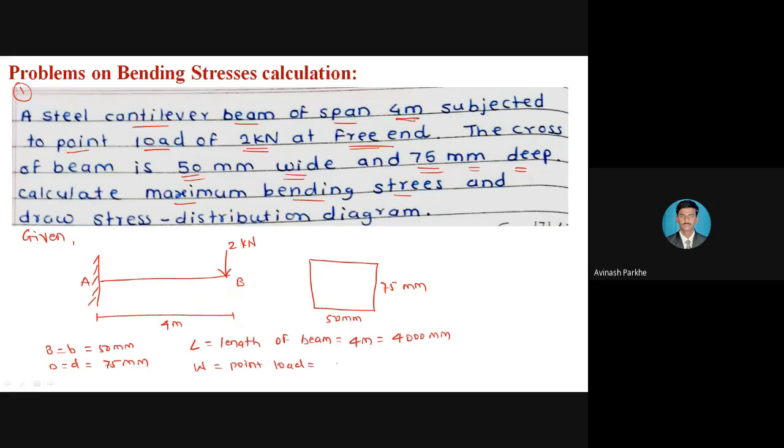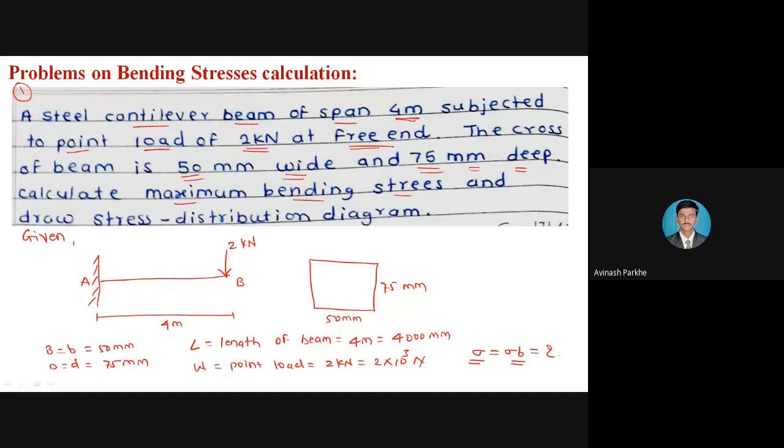Point load is also given. How much? 2 kilonewton, so 2 into 10 raised to 3 Newton. And what we have to calculate? We have to calculate sigma, which is equal to sigma B. Sigma is also called the bending stress. So this is the unknown parameter.